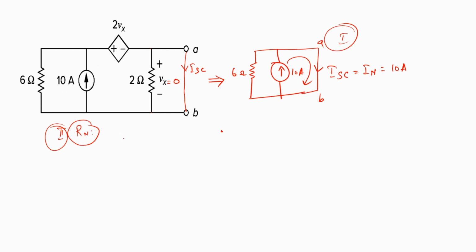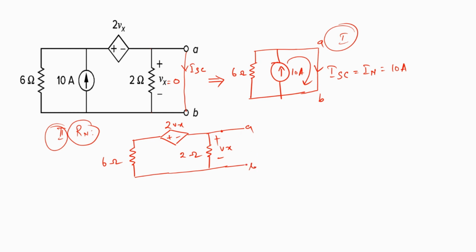Let's redraw this circuit. So, we have 6 ohms. Then the current source is open circuited. We have the dependent voltage source of 2Vx. We have the 2 ohms across which the drop is Vx, and this is our output terminal AB. So, just as we used the test source method for obtaining the Thevenin's equivalent circuit if the circuit had dependent sources, here also we are going to apply the test source method.